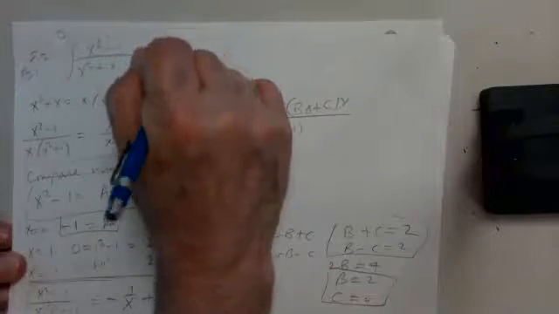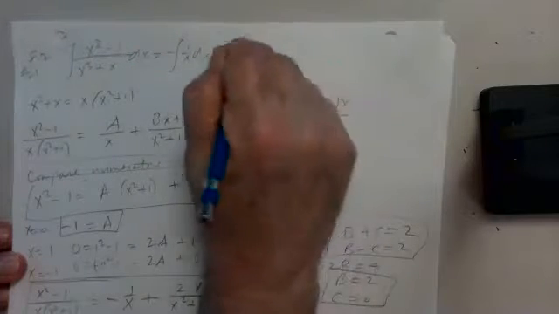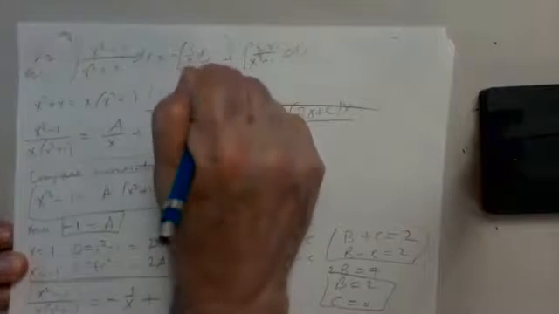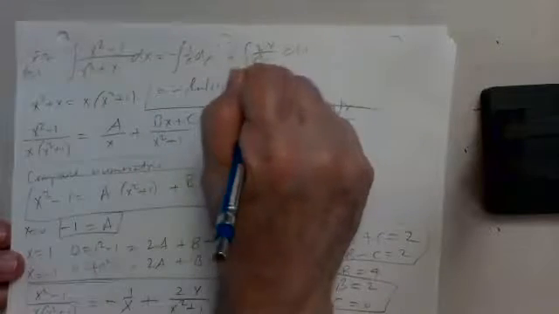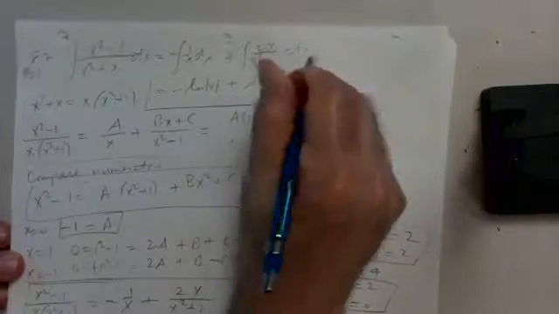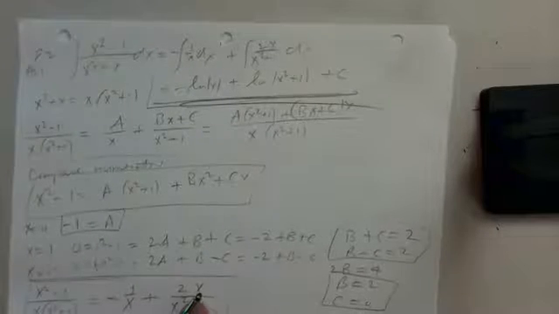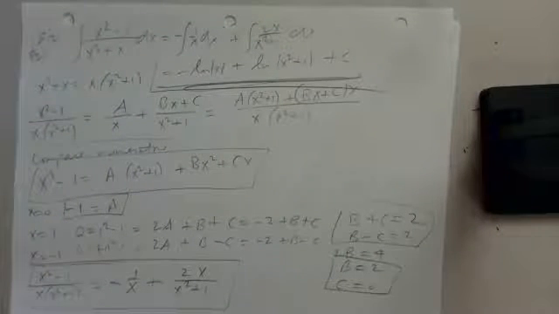So we're integrating minus 1 over x dx plus the integral of 2x over x squared plus 1 dx. This is minus the log of x. And here, if you make a substitution, u equals x squared plus 1, you get the log of x squared plus 1. So that's how we do this problem.